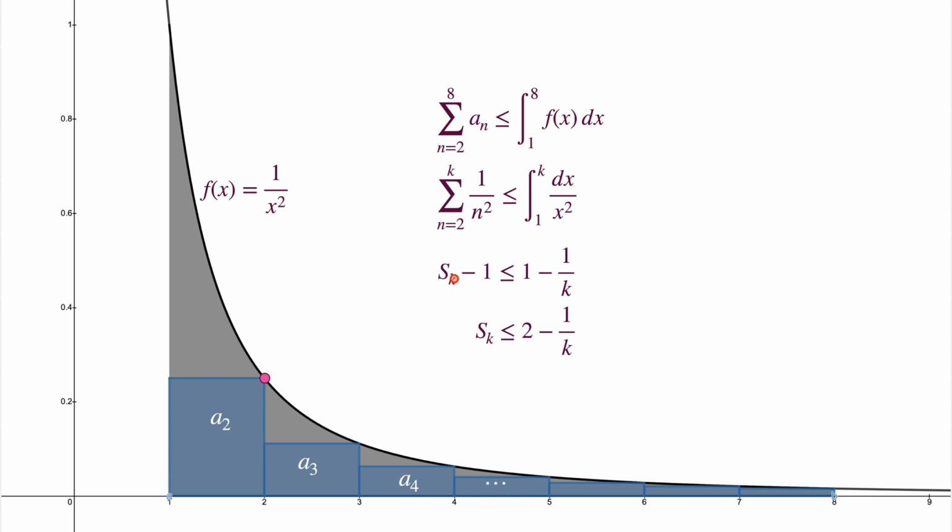We're interested in s sub k, so let's isolate s sub k by moving the 1 to the other side. 1 plus 1 is 2. 1 over k is a positive quantity. Taken away from 2 means that s sub k will always be controlled by 2.